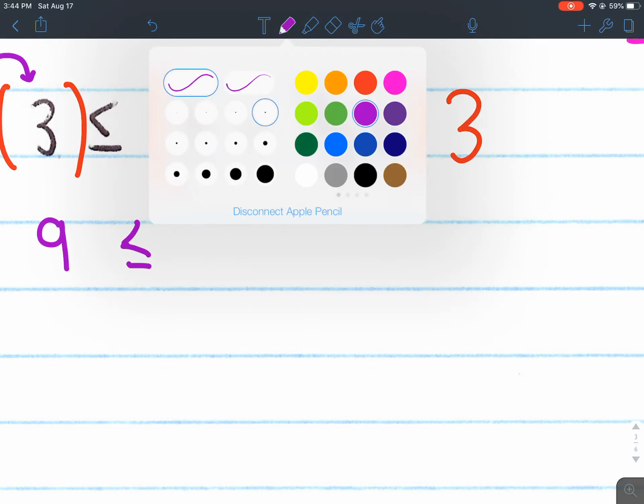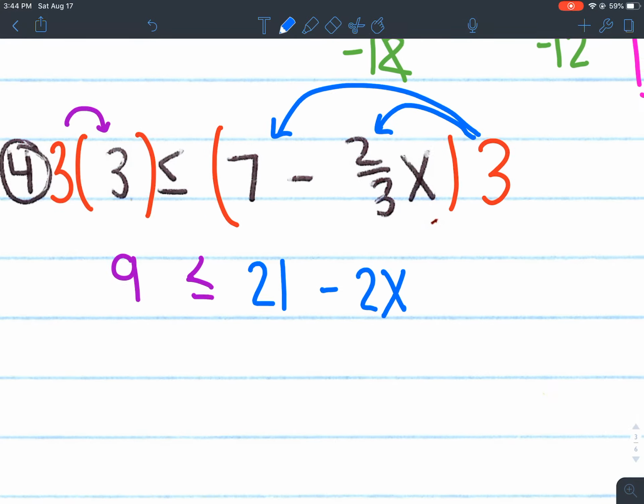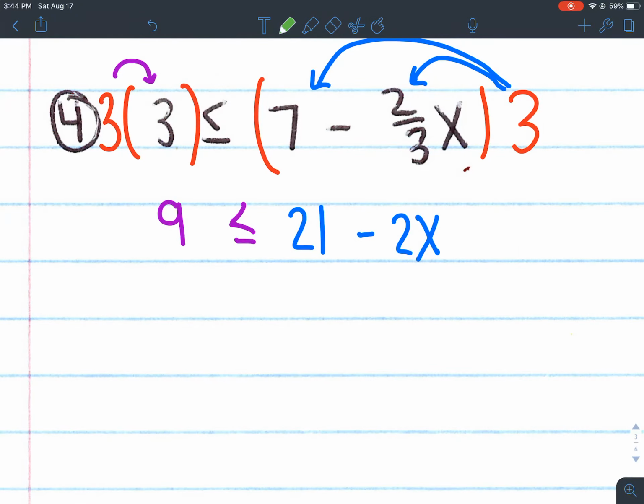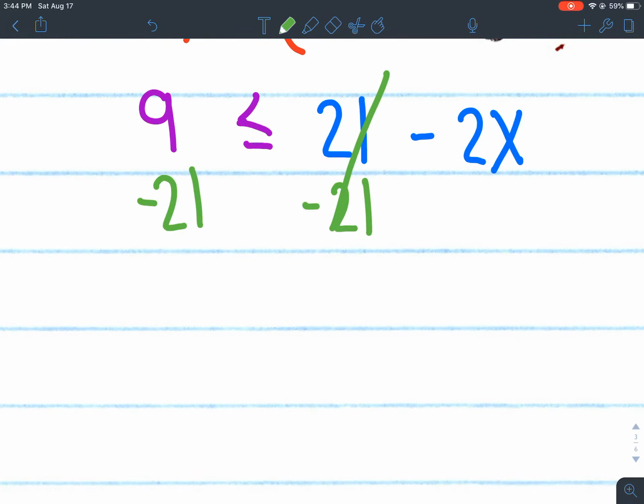And then on this side, I have 3. I'm going to kind of distribute backwards here. I have 3 times 7, which is 21. And then 3 times negative 2/3 x, which is going to give me negative 2x. And then in this step, I realized, oh, I don't have any fractions anymore. I like what I'm seeing, right? Okay, now I have 9 is less than or equal to 21 minus 2x. I want the variable alone, so before I can divide or multiply anything, I must add or subtract. So I'm going to subtract this 21 on both sides. So 9 minus 21 is going to be negative 12.